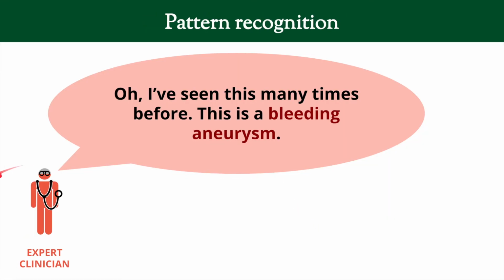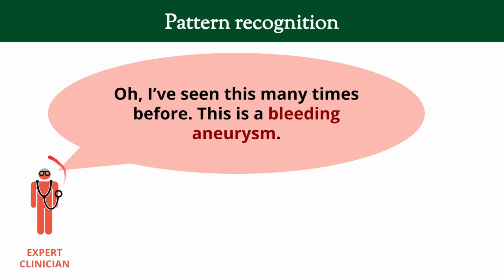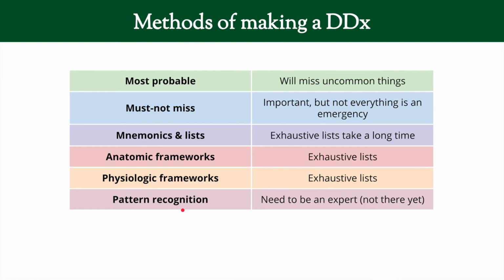And then the last one I want to mention is pattern recognition. And this is what the expert clinician will have, who has seen hundreds, maybe thousands of people with headache and can quickly recognize, oh, I recognize this constellation of symptoms and signs, and I know that this person is having a bleeding aneurysm because I've seen this many, many times before. So these are the different methods we have for coming up with a differential diagnosis.